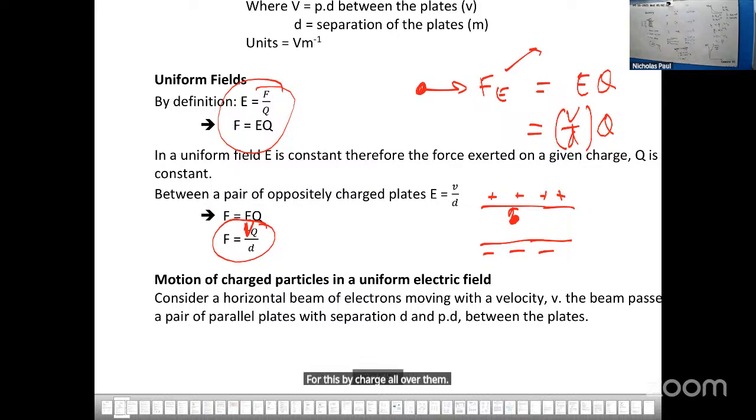Now, if the charge was negative, I just assume the charge is negative. So, that's technical.